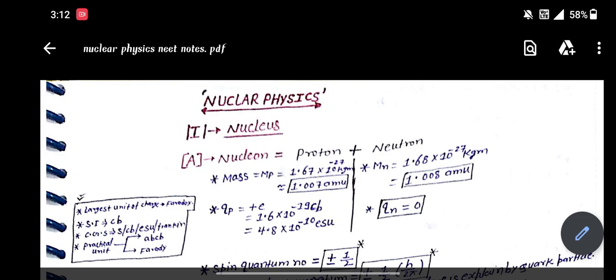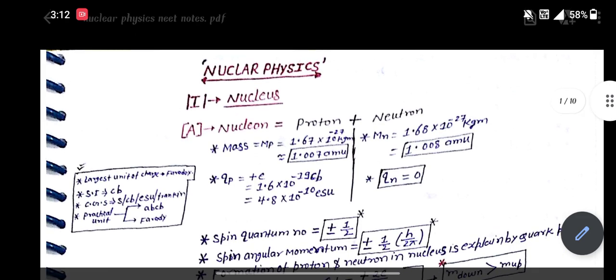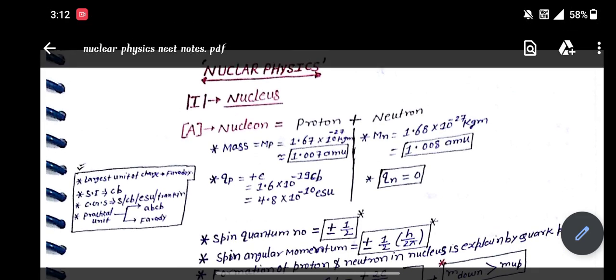So in this video I am going to explain the nuclear physics chapter for NEET. In this, the first is I, that stands for nucleus. A is nucleon. That nucleon contains proton and neutron, as you all know. So how to calculate the mass of that?